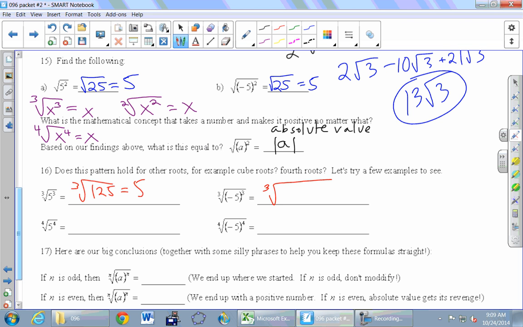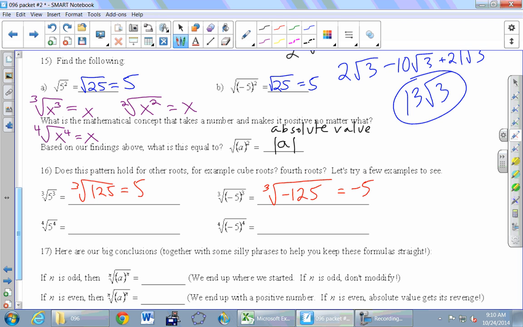If you do negative 5 times negative 5 times negative 5, is it positive or negative? It's negative because we have 3 negatives. And then what magic number, when you multiply it 3 times, will give you negative 125? Negative 5. So in the first example, the 5 came right out and got copied as a 5. The negative 5 came out and got copied as a negative 5. So it didn't become positive in this case, right?